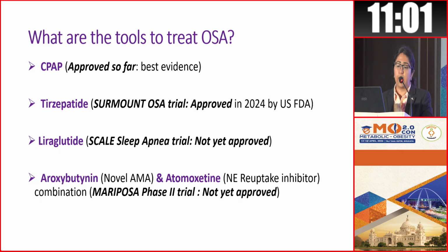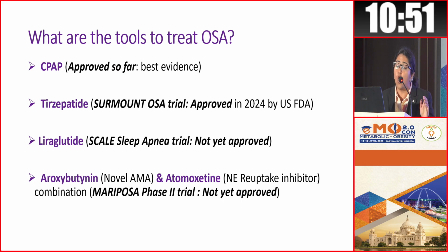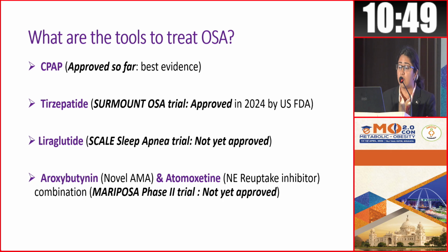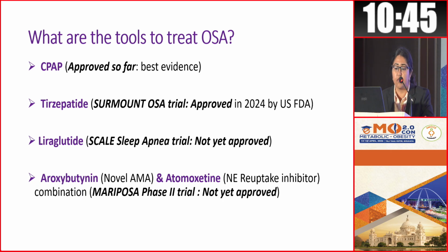What about liraglutide then? There was a study called the SCALE sleep apnea trial, which was done for liraglutide, which showed that liraglutide indeed decreased obstructive sleep apnea on polysomnographic evidence. However, it has not been approved yet because of various reasons.